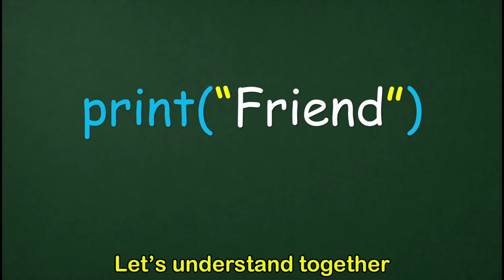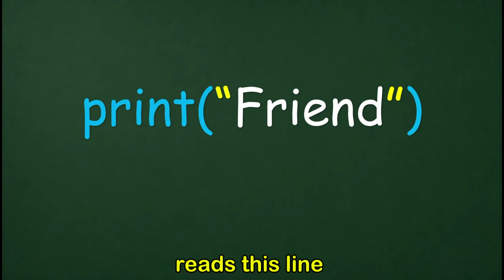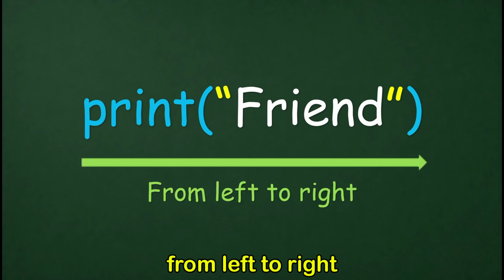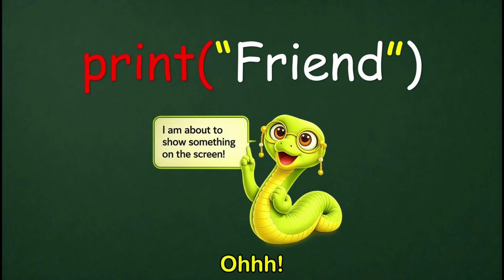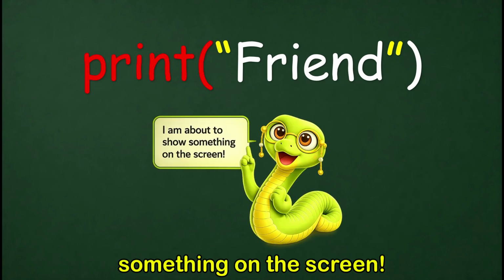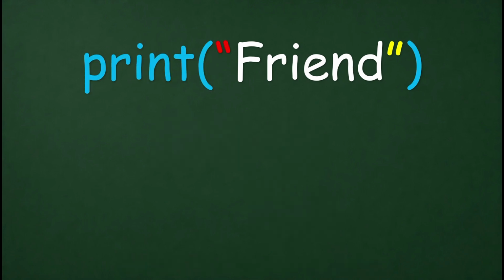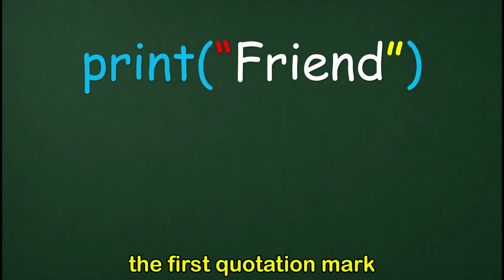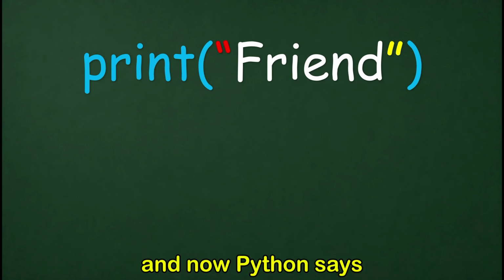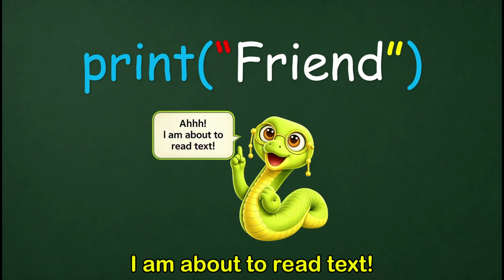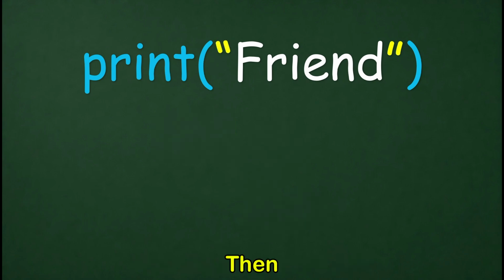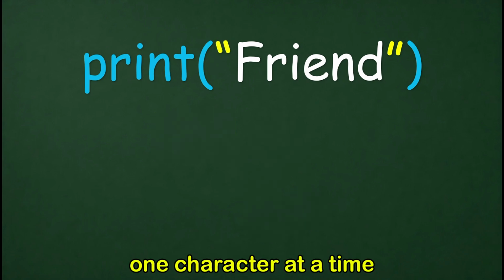Let's understand together. Python reads this line from left to right. First, it sees the word print. So Python says, oh, I am about to show something on the screen. Then Python sees the first quotation mark. And now Python says, oh, I am about to read text. Then Python starts reading the text one character at a time.